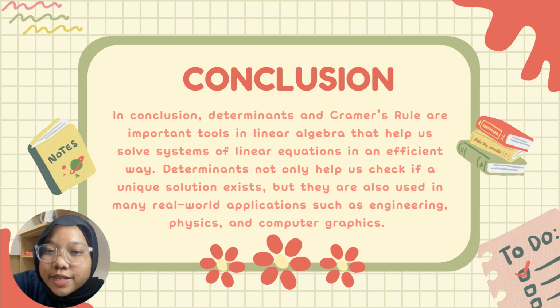In conclusion, determinants and Cramer's rule are important tools in linear algebra that help us solve systems of linear equations in an efficient way. Determinants not only help us check if a unique solution exists, but they are also used in many real-world applications such as engineering, physics, and computer graphics.